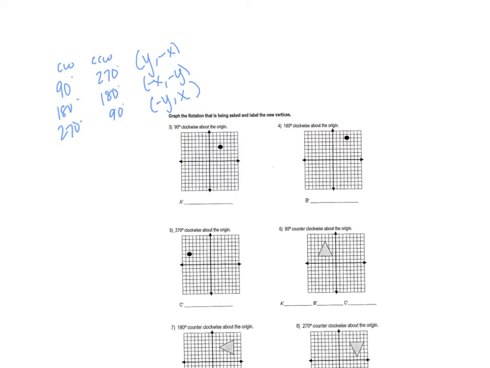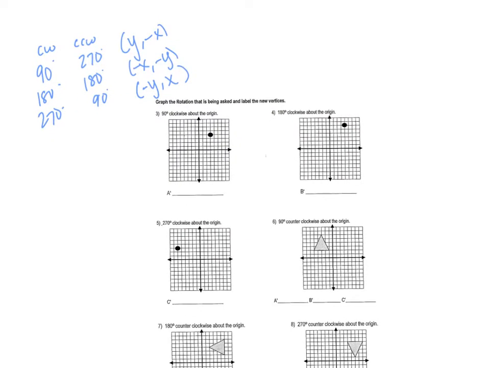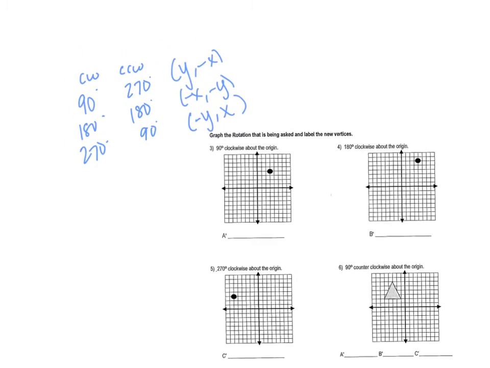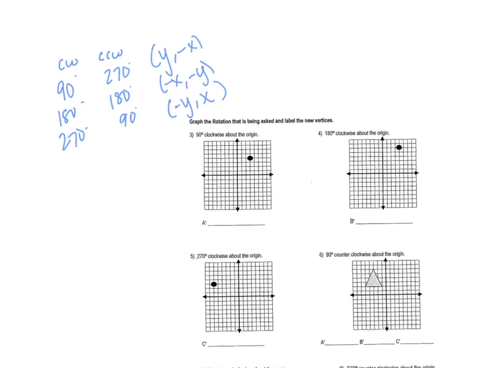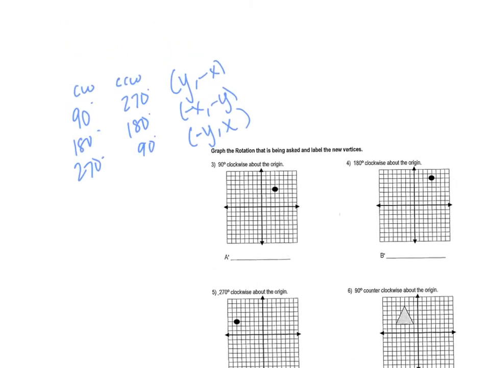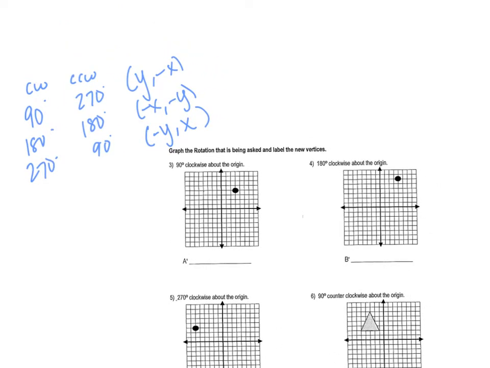Okay, so for these we're going to graph the rotation that's being asked and label the new vertices. I went ahead and wrote the rules up here, so take a second and write these on your paper also, just so you can use these. Number 3, 90 degrees clockwise about the origin. First of all, we know we're going to go clockwise, so that's to the right.